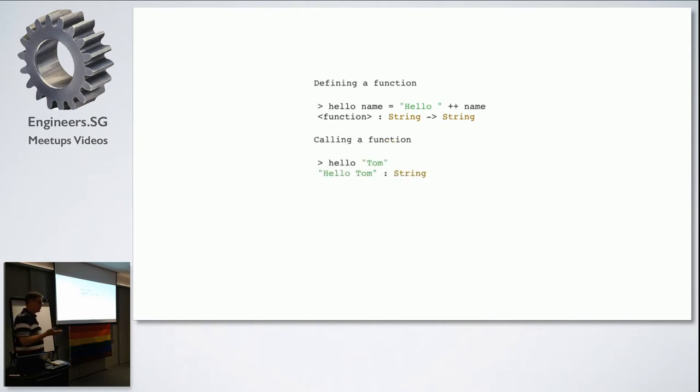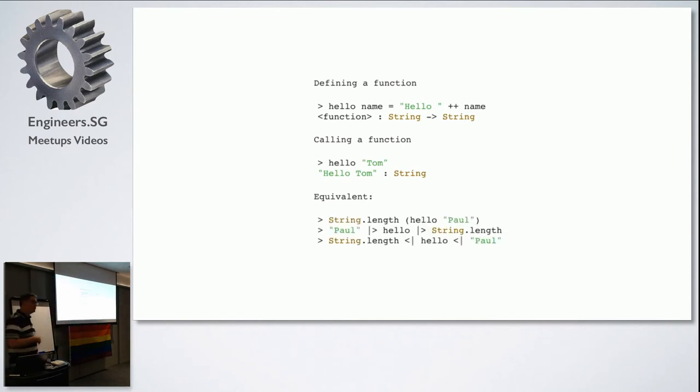Calling functions is exactly the same thing. Name of the function, parameter. Boom. We've called the function, and the REPL tells us, I have a string. It's hello Tom of type string. Now, there are different ways of calling functions after each other and ensuring that parameters are passed correctly and so on. And I'll just show you a couple here so you have seen it at least.